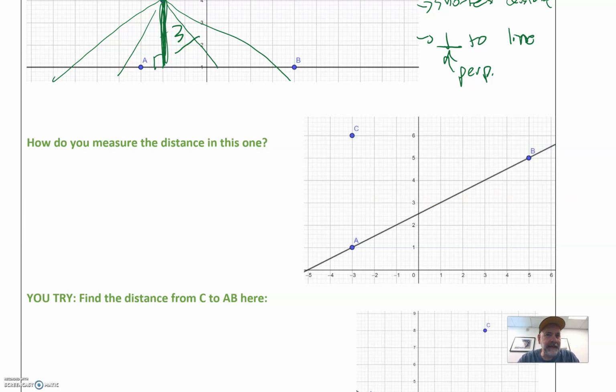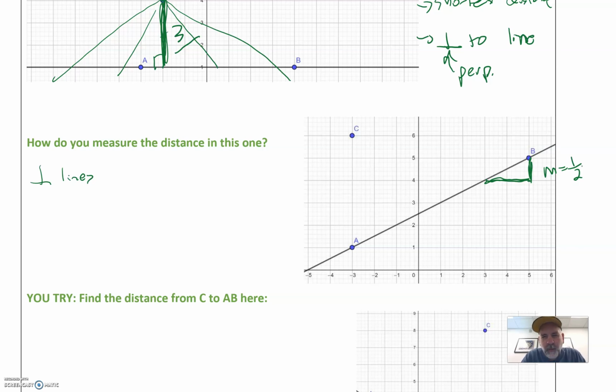Well, you need to know a key idea with perpendicular lines. How would I know which line was perpendicular to this one besides the 90-degree angles? The big thing you can do is use slopes. Think about this line. This line here has a slope of 1 up and 2 over, so the slope is 1/2. Now the question is, what's the perpendicular slope to this?